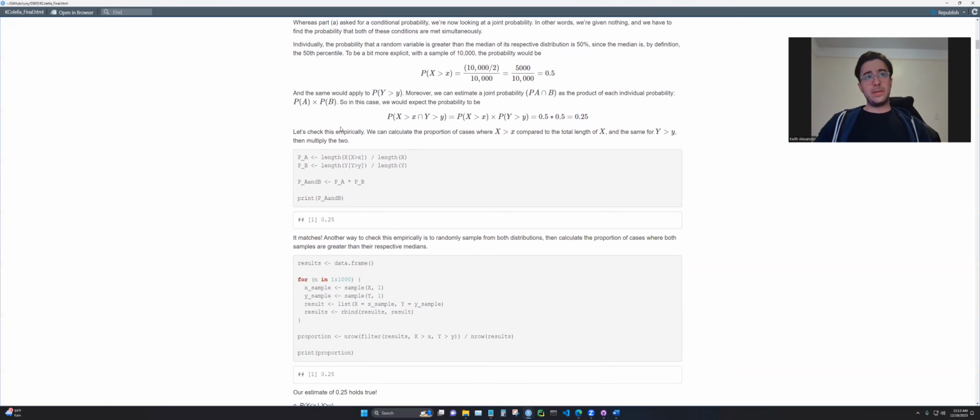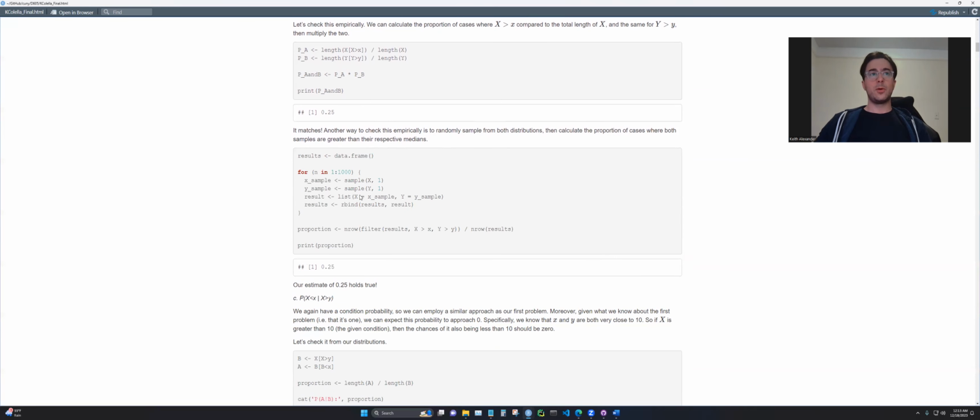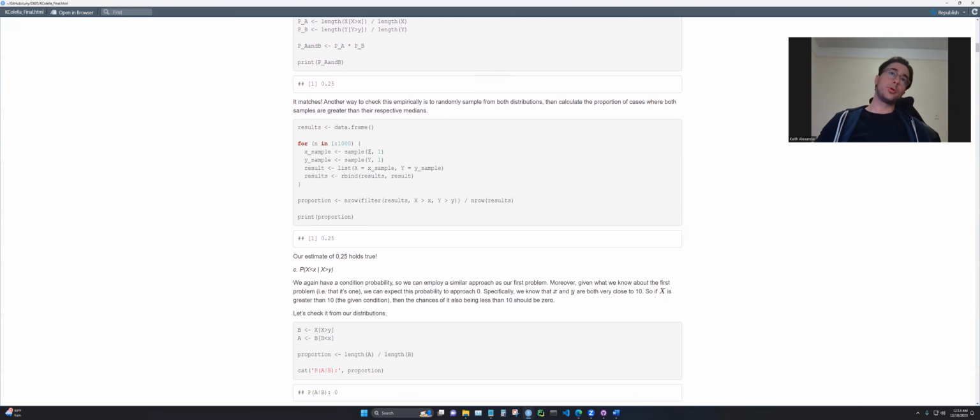I've shown how to validate that two ways empirically, but I'll look at this one because it involves just random sampling. If we take a random sample from this broader sample 1,000 times, and then do the same thing with y, and we look at the number of cases where both of these conditions are met within that sample, the proportion comes out to 0.25.